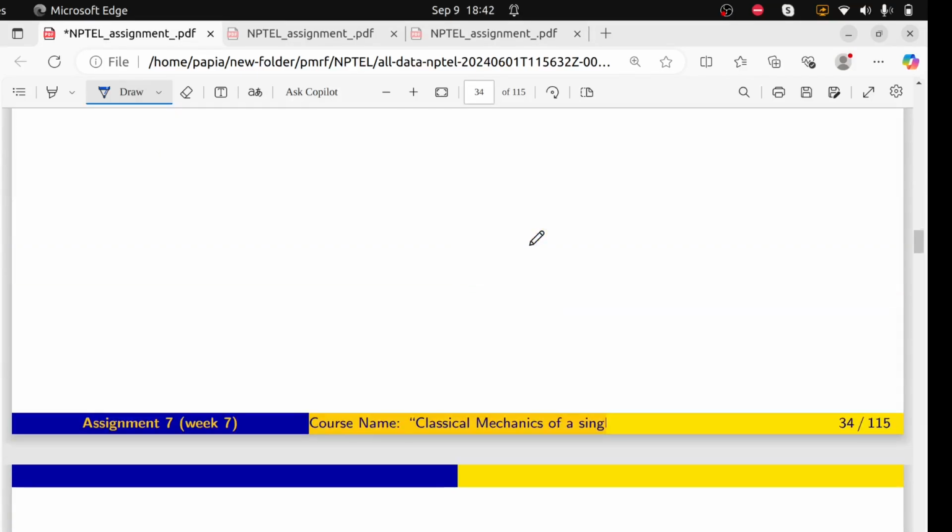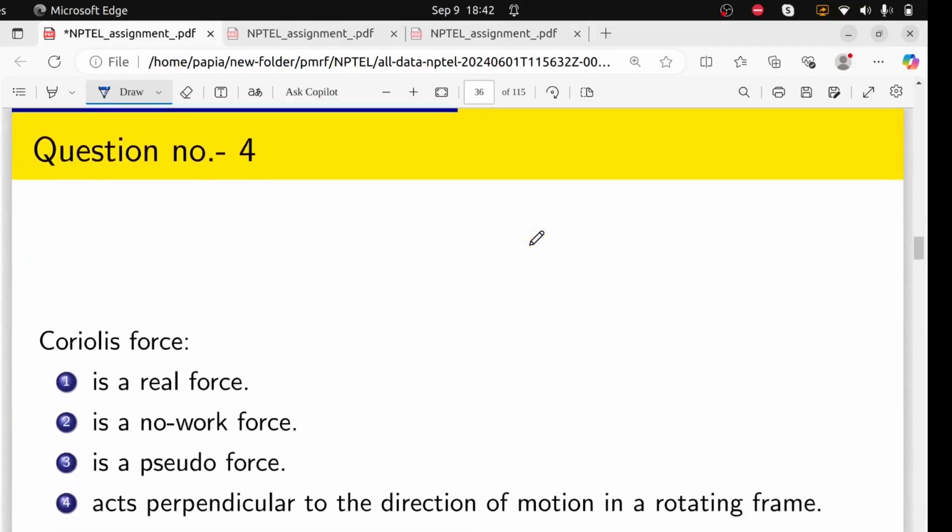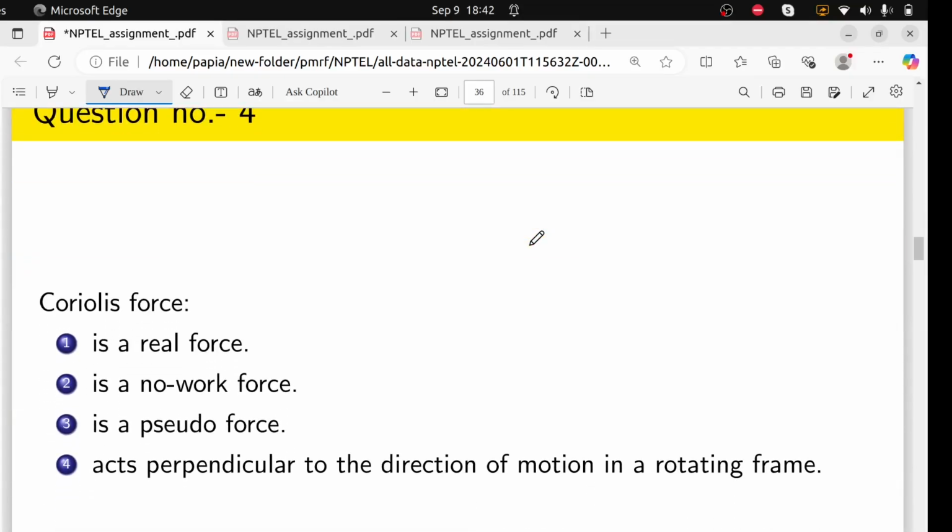Now let me come to the next question. Question number 4. Coriolis force is a real force, is a no-work force, is a pseudo force, acts perpendicular to the direction of motion of a rotating frame.